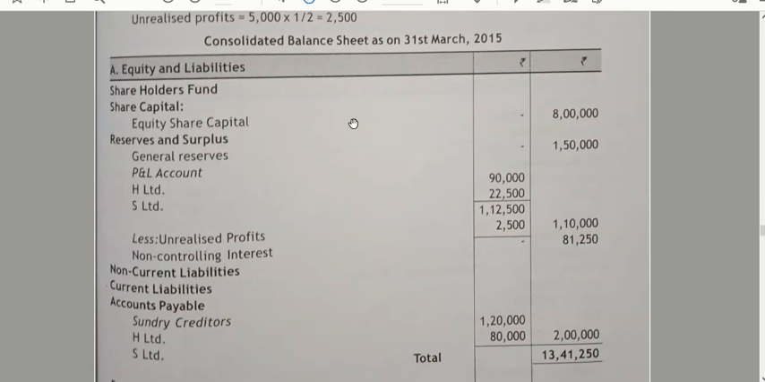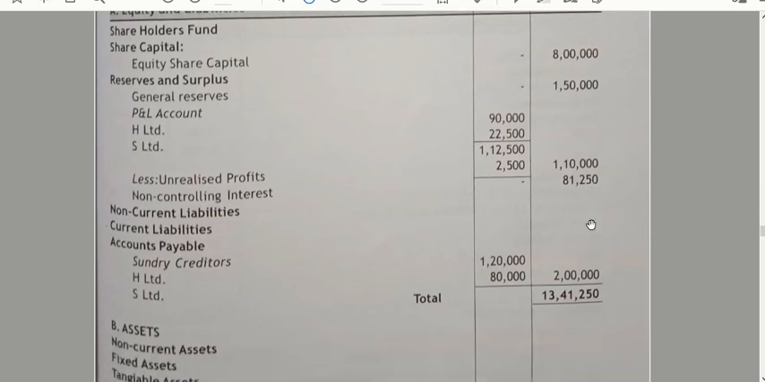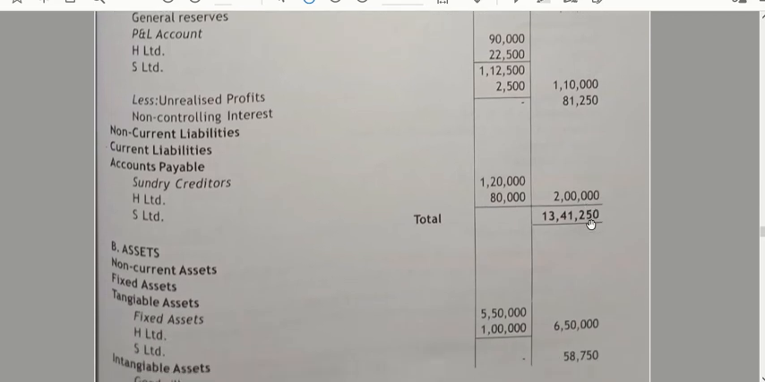So your consolidated balance sheet as on 31/3/2015. You start with shareholders' funds, share capital. Under that, equity share capital is 8 lakh. Reserves and surplus: under that, the general reserve is 1,50,000. Profit and loss account, H Limited is 90,000, S Limited is 22,500, total 1,12,500. Minus your unrealized profits, which is 2,500, which we calculated, which is 1,10,000. Your non-controlling interest, working note number 4, which is 81,250.